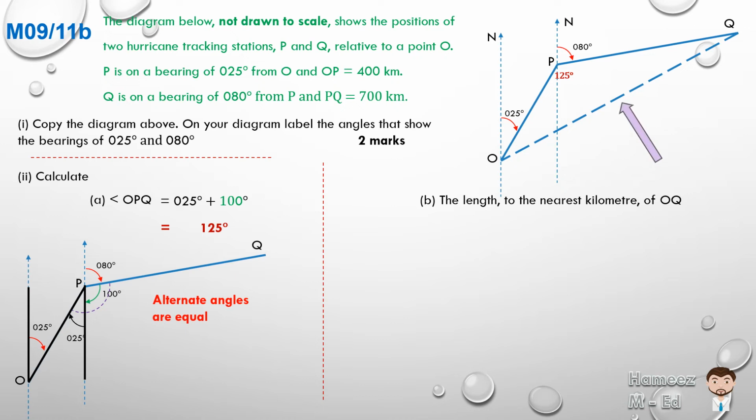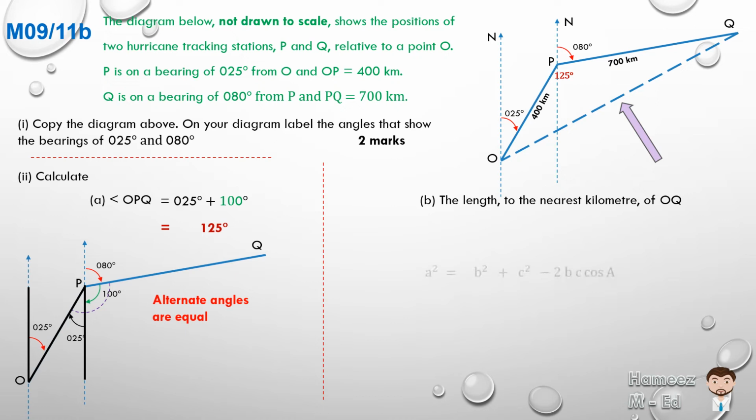And let's bring up certain information that we know. We know 400 kilometers is OP. We know PQ, which is 700 kilometers. And we know 125 degrees. Three things, and we want to find this line OQ. So if we're considering only one angle and three sides, that is using the cosine rule will help us.